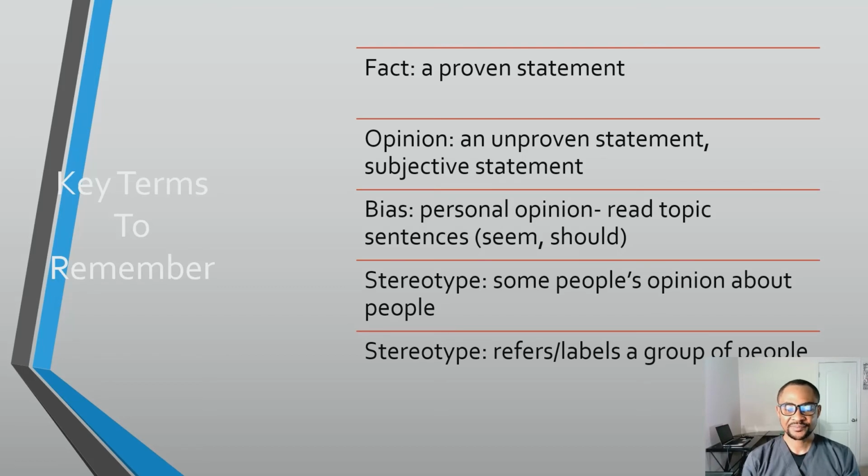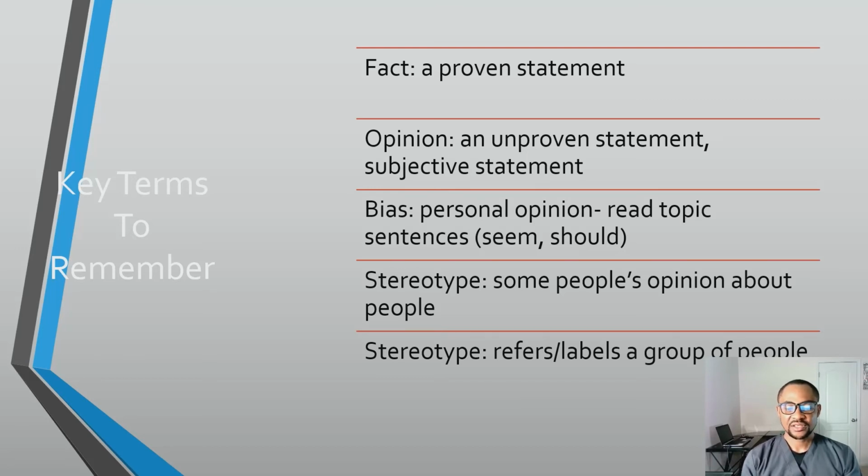The bias is personal opinion. So in order to find the bias in a passage, read the topic sentence. When you read this topic sentence, you will see words like seem and should. So these words are signals. They will tell you that that particular passage is biased.